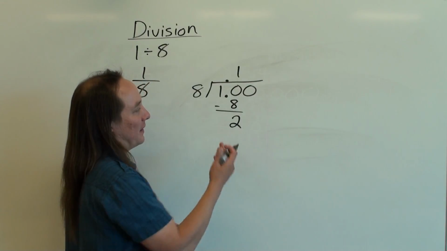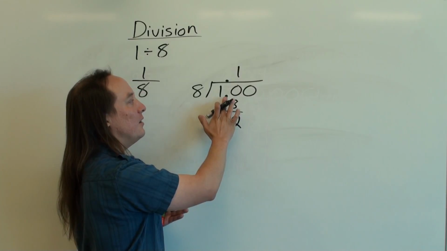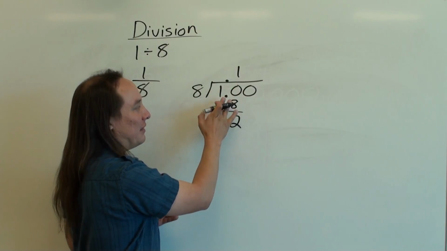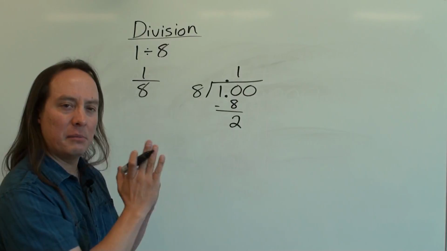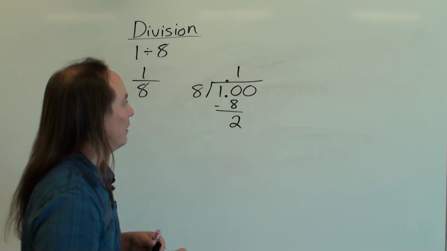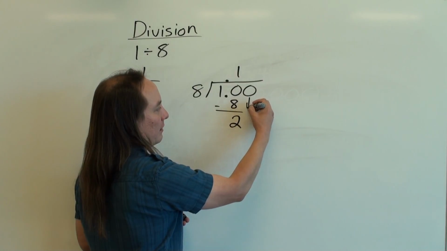I was just thinking that sometimes this decimal isn't really necessary right here. You can actually erase it. I'll leave it there just to show it helps me keep my columns and my organization in mind. So I'm going to leave it. But anyway, so I'll bring down the next 0.